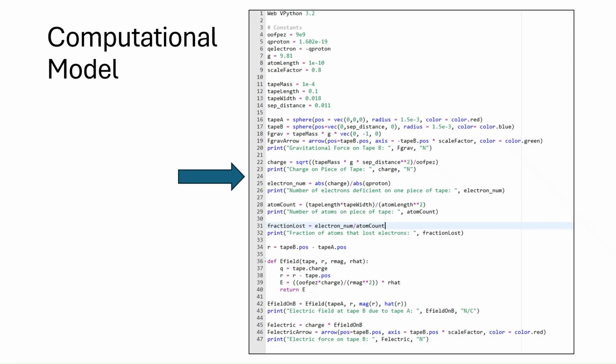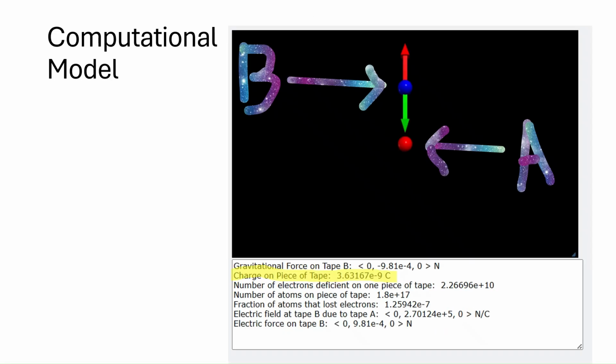From this, we are able to calculate the number of electrons by dividing total charge by the charge on a single electron. Next, we calculate the electric field acting on B due to A, showing the E field function. From this, we multiply by the charge on tape B to calculate the electrostatic force acting on B due to A. The outputs are shown here, where the gravitational force and electric force equally oppose each other.